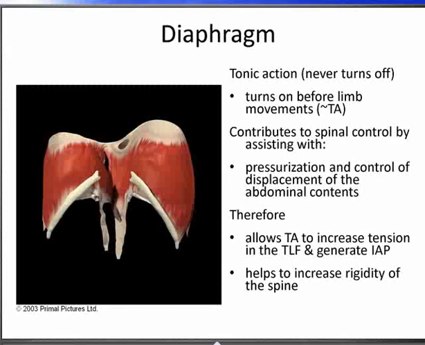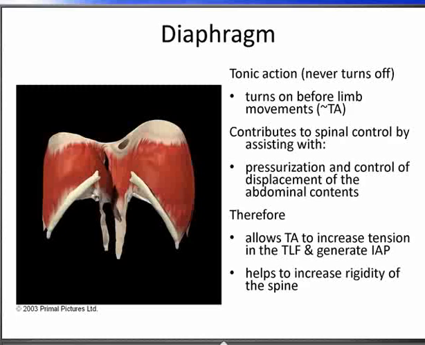The diaphragm, which forms another portion of the core, let's say, obviously is tonic in nature. It never turns off. It obviously turns on before limb movement as well, and it acts in that feed-forward manner, just like the transversus did. But how it contributes to spinal control is through what's called pressurization and control of displacement of the abdominal contents. So it acts to generate increased intra-abdominal pressure, and therefore improves the rigidity of the spine. So of course the diaphragm descends, increases tension within the thoracolumbar fascia, and with the increase in intra-abdominal pressure, it improves the rigidity of the spine. So that's how it helps to improve spinal rigidity.